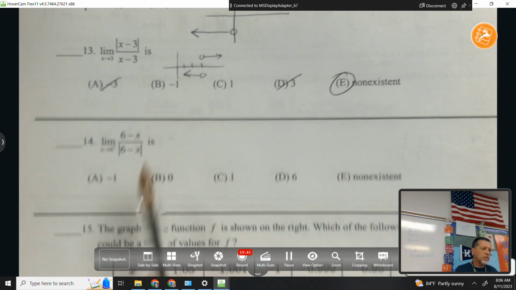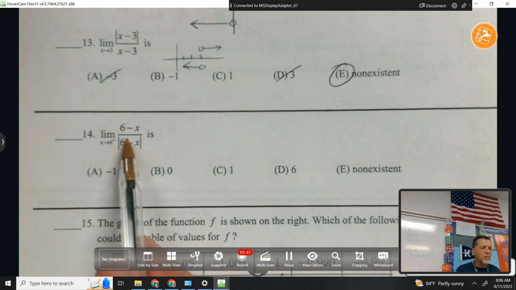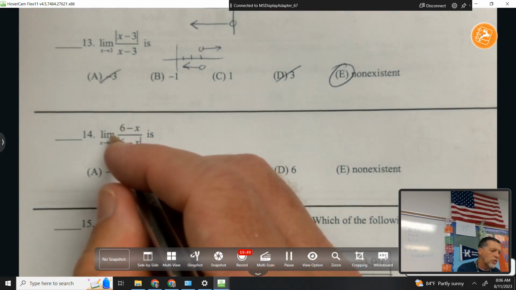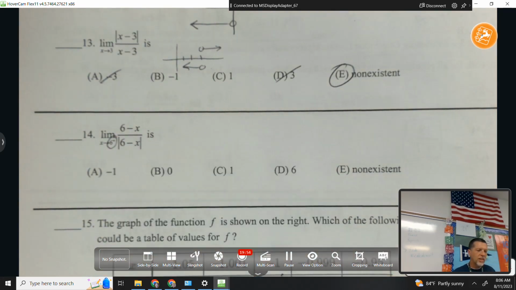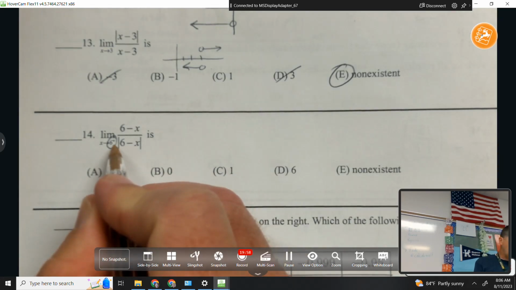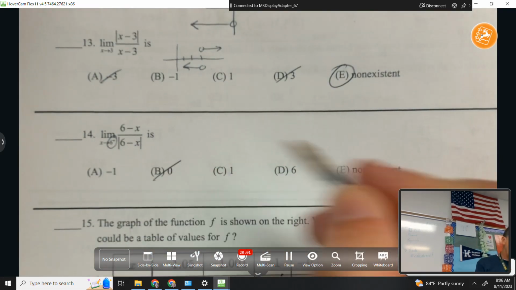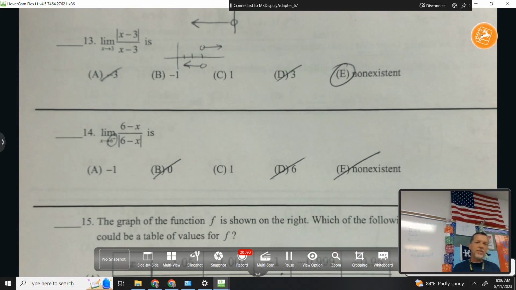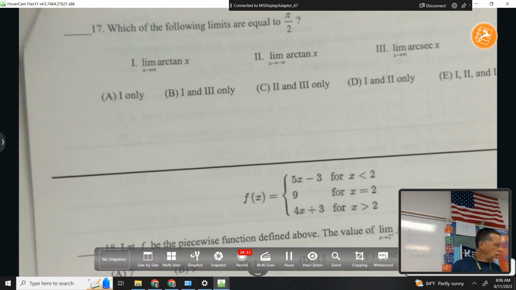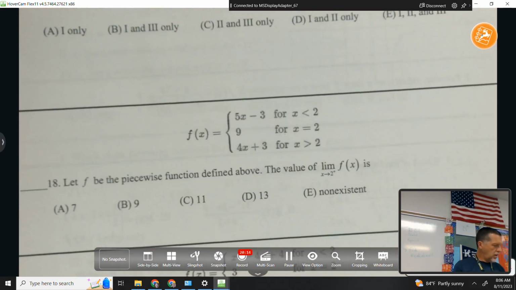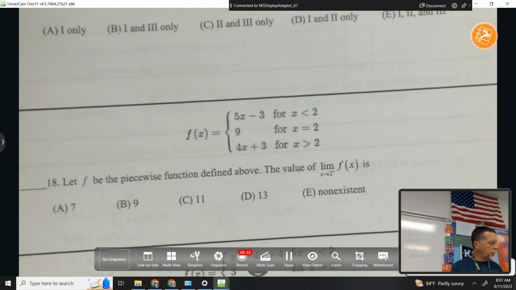Number 14 has things switched around a little bit, so you might just want to plug in. You could just use substitution for number 14. Plug in something a little more than 6 and see what happens. My guess is, since it's coming from the right, it's going to exist, and it's going to be either 1 or -1, but you'd have to plug it in to see which one would work. But I'll leave that for you. Fast forward to number 18. This will be the last one we do together.